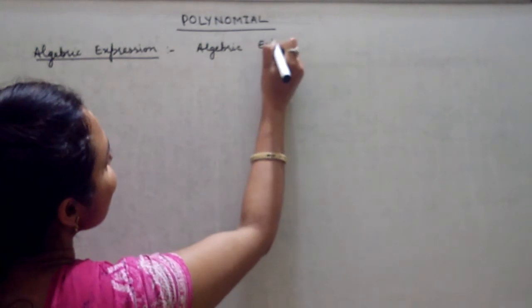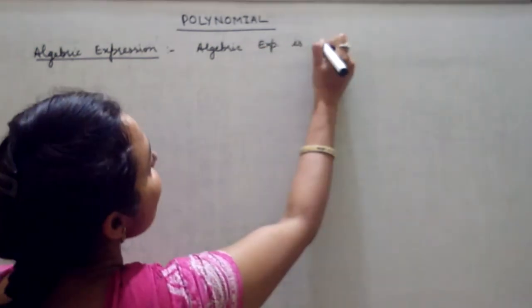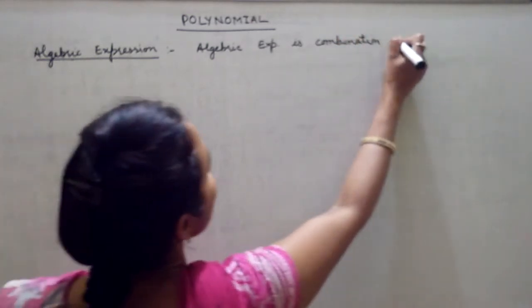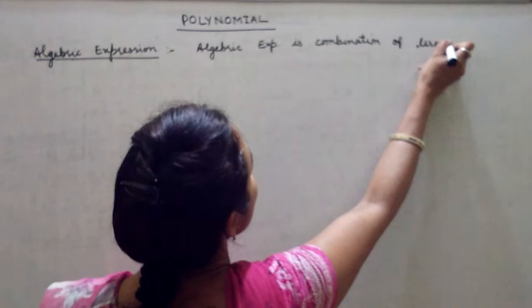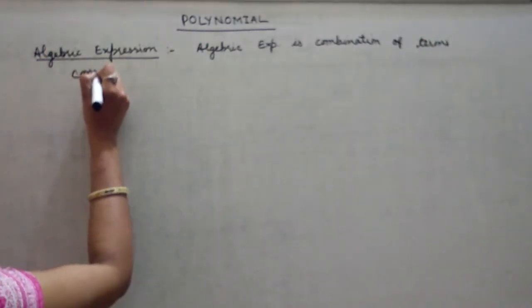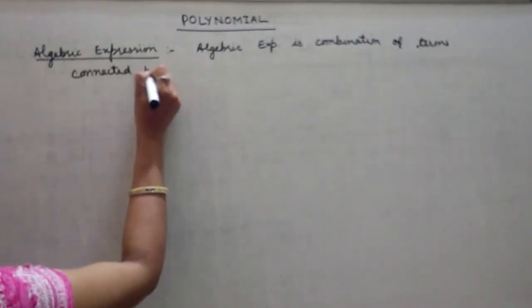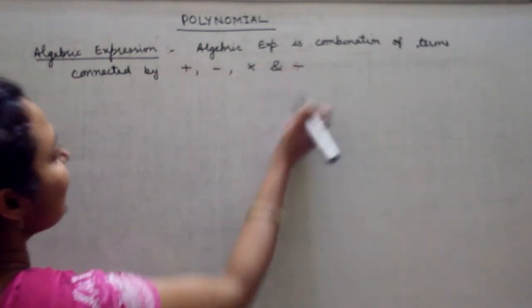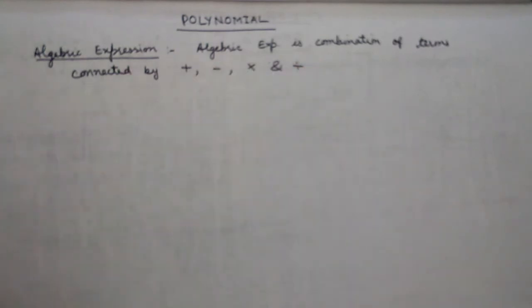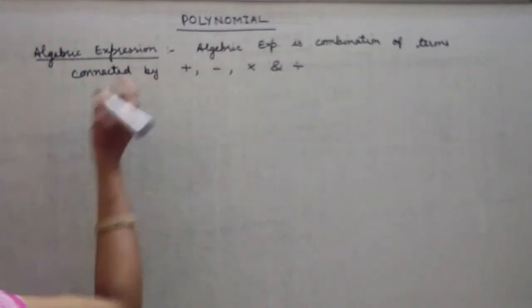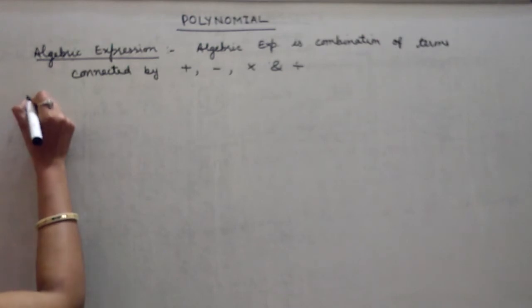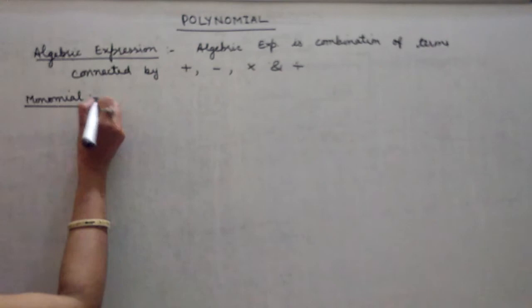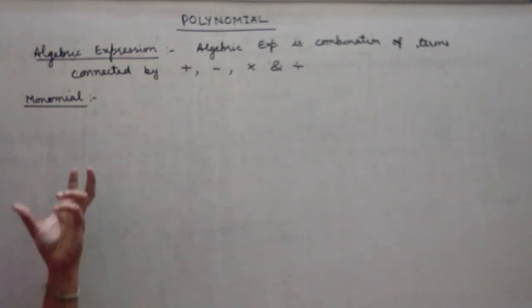An algebraic expression is a combination of terms connected by addition, subtraction, multiplication and division. So these are the algebraic expressions. In the algebraic expression, the first term is monomial. We already have an idea of monomial from small classes also.